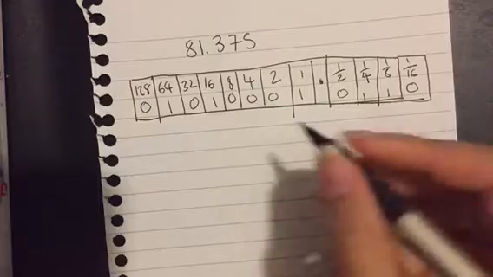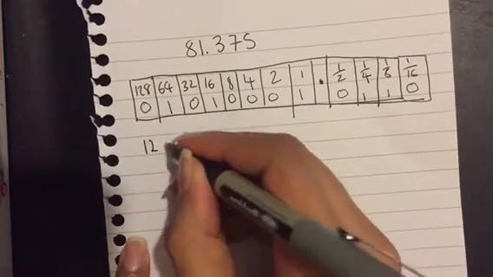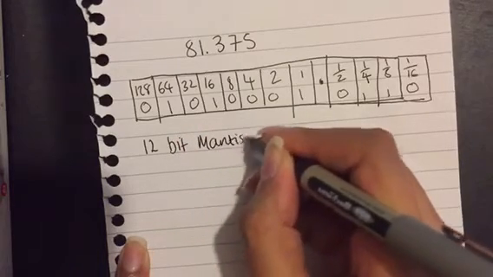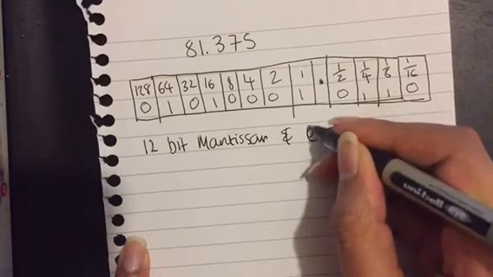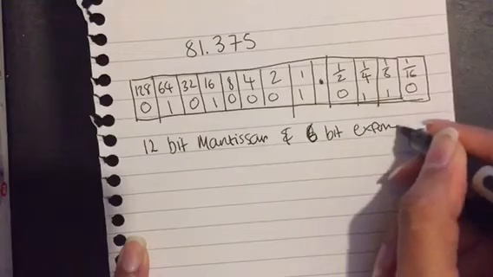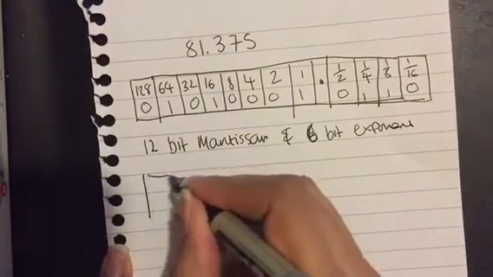Okay, now in your exam, or maybe in your exam, it might say 12-bit mantissa and a 6-bit exponent. So let's do our mantissa bit first.